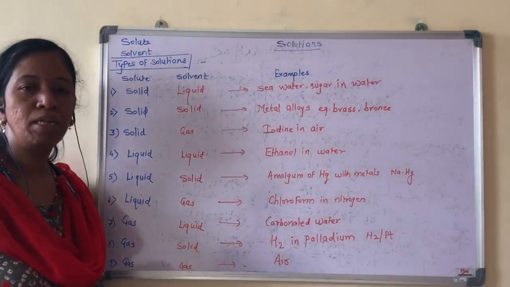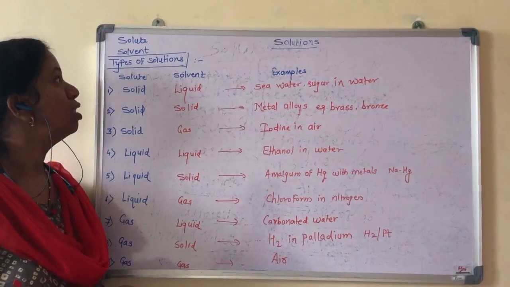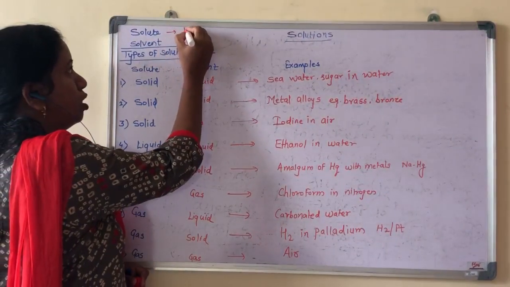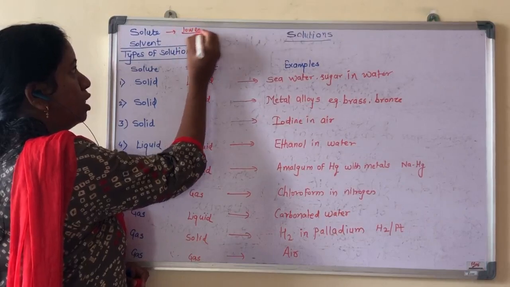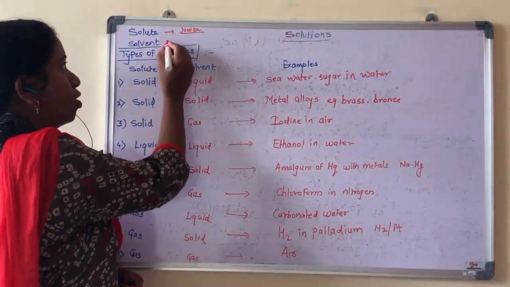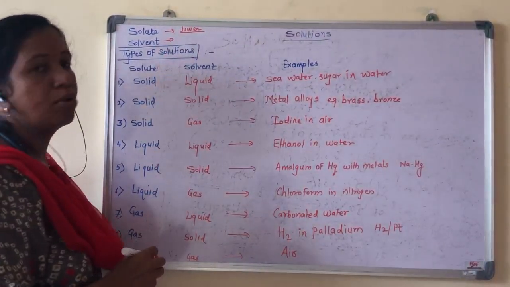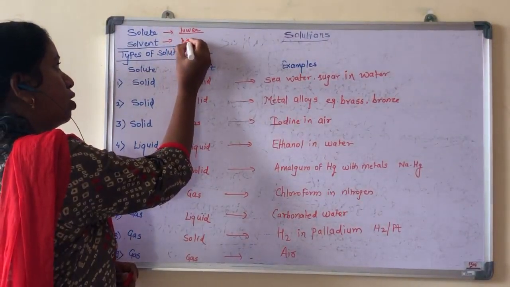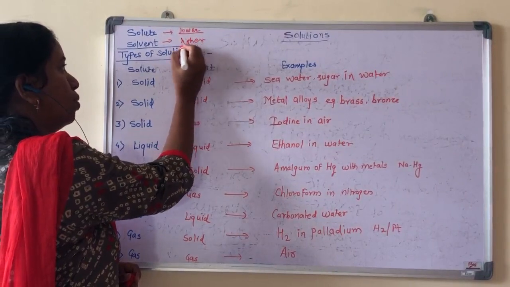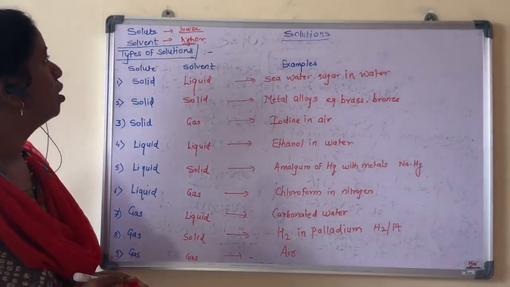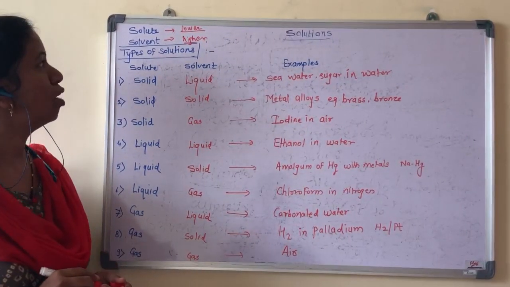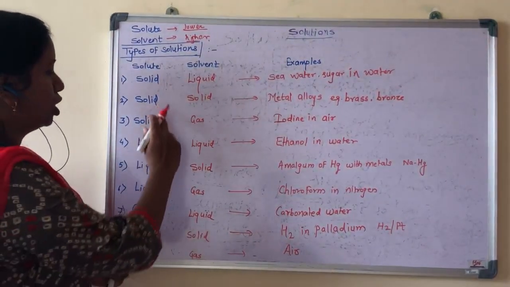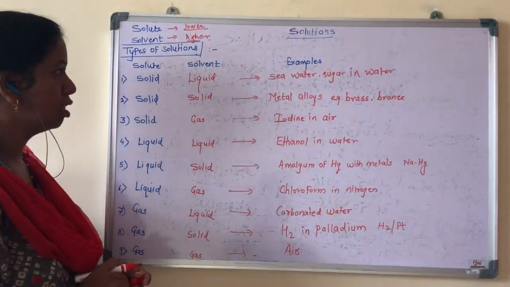Now what is meant by solute and solvent? The component in a solution which is in a lower quantity is called the solute, and the component which is in a higher quantity is known as the solvent. Now, due to the state of solute and solvent, there are types of solutions: solid solution, liquid solution and gaseous solution.